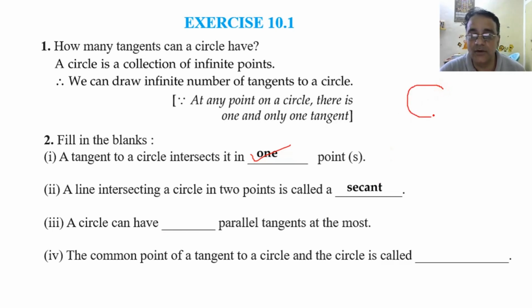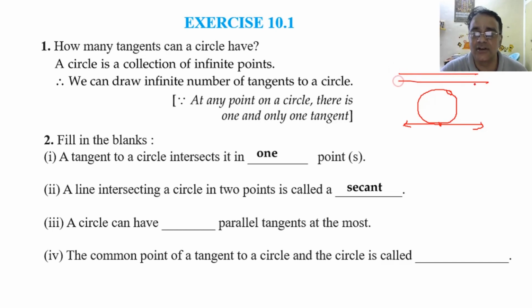Look, suppose I am drawing a circle, a rough circle. If I draw one tangent here, intersecting at this point, now how many parallel tangents can we draw? We can draw many parallel lines, but only one of them will be a tangent to the circle. So only two tangents are parallel at the most. So the answer is 2.